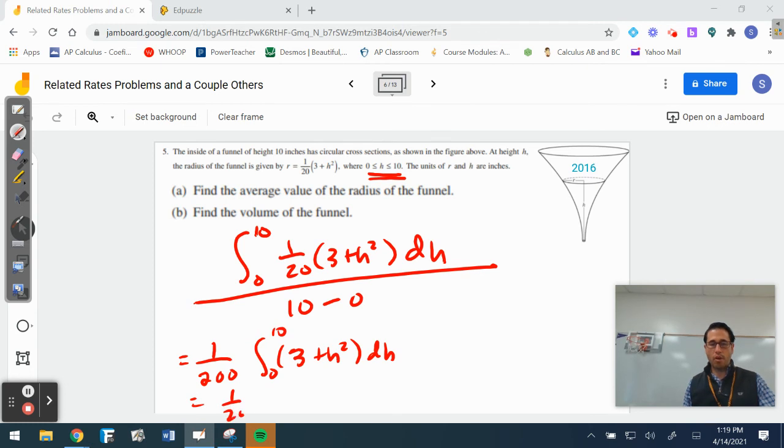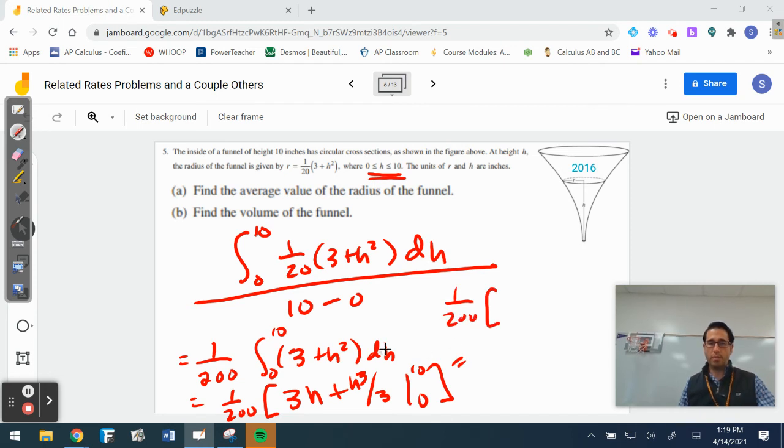So it's going to be 1 over 200. The antiderivative of 3 is 3h. The antiderivative of h squared would be h to the third over 3. And I'm going to do it from 0 to 10. If I keep on going, it's 1 over 200. Plug in that 10.